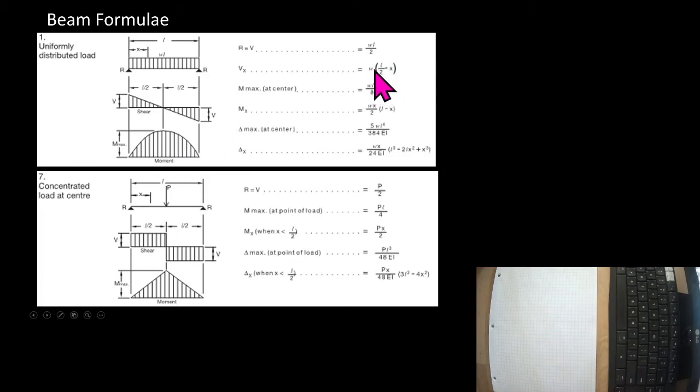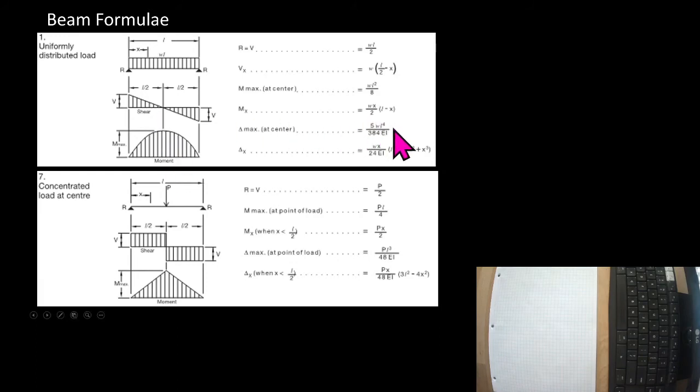And look at this. 1/2 WL minus WX. That's exactly what we calculated, X being at any point along the beam. Moment max at the center, WL squared divided by 8. We calculated this ourselves, and the reason that's important is so that you can see that all of the other ones that are here, you can actually manually calculate yourself. It's just that they are done so much that we have tables that help us out a little bit.